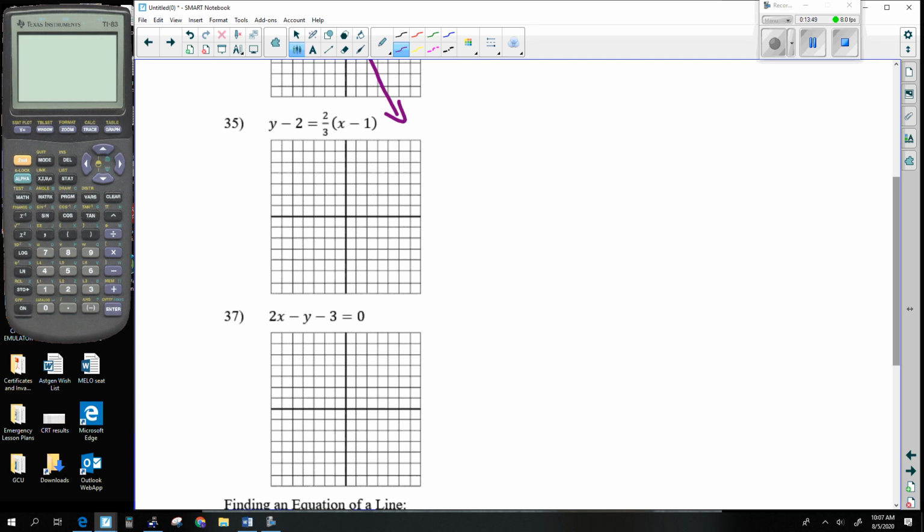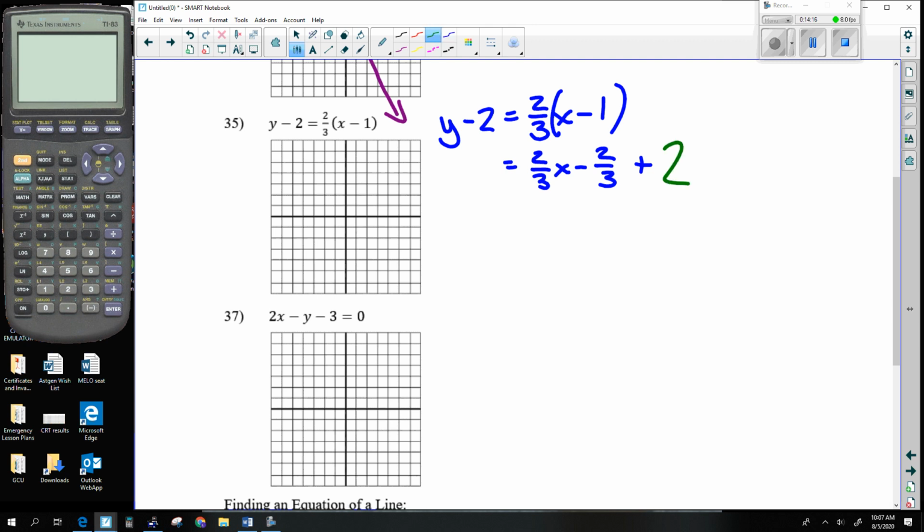Okay. This one gets a little tricky. Let's just take a look at it. I'll write it a little bit larger here, and we'll investigate this one just a little bit. All right, so 2/3 x minus 2/3 with the distribution, and then I add 2. When I add 2, I'm not going to add 2 as this. I'm going to make it look like this fraction right here. So I see that I need a denominator of 3.